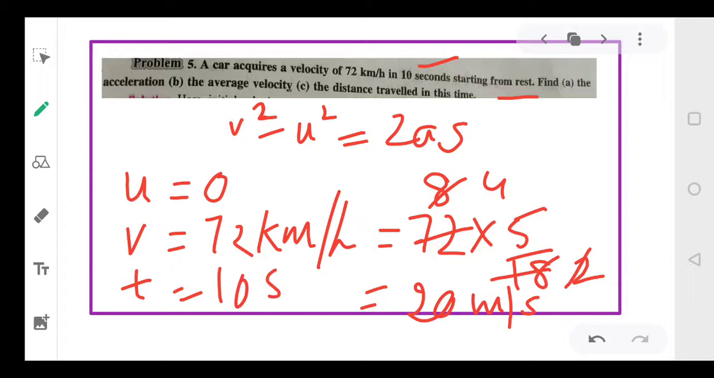Now what we have to calculate? First of all, calculate the acceleration. Then you calculate the average velocity and then the distance traveled. My God, you have to calculate 3 things. Okay, dear students? So you have to hurry up. You got to use 3 formulas, right? What is the formula of acceleration? A is equal to v minus u upon t. Put the values, hurry up.